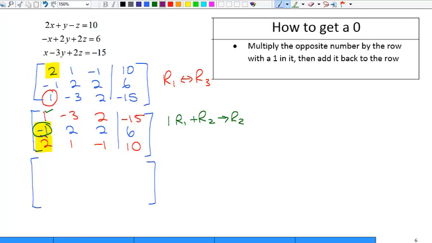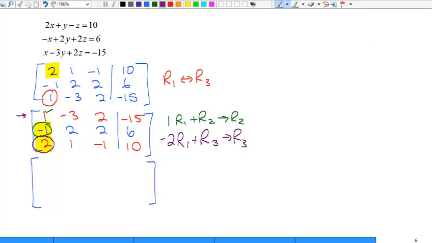I can also try to get this 2 to become a 0. The way to get a 0 is you take the opposite sign of +2, which is -2, times the row with a 1 in it. And the row with the 1 in it in this case is row 1. Add it back to the row and put it back in the same row. So what row stays the same? In this case, the first row is the row that stays the same.